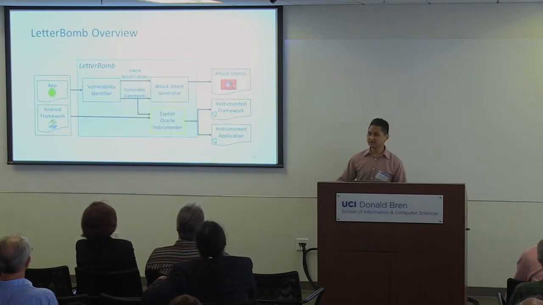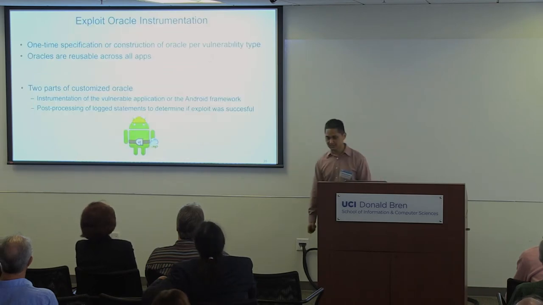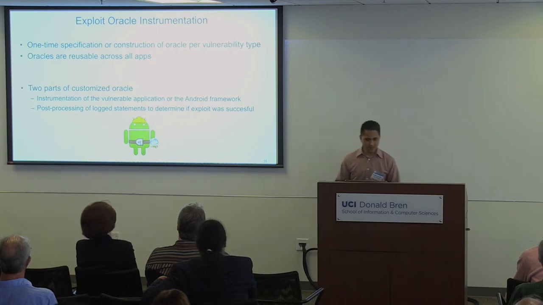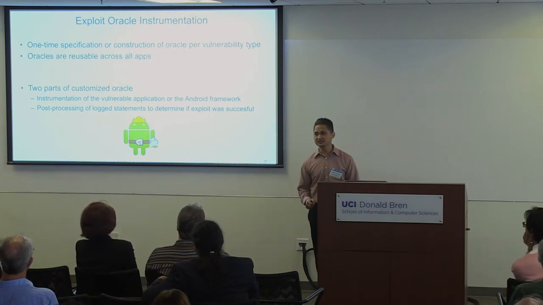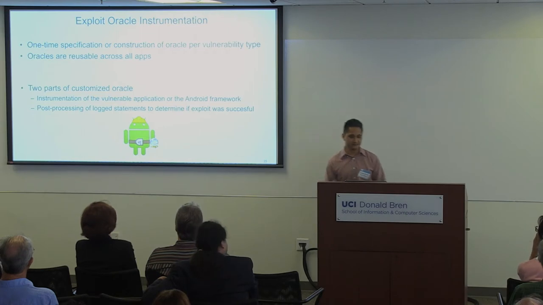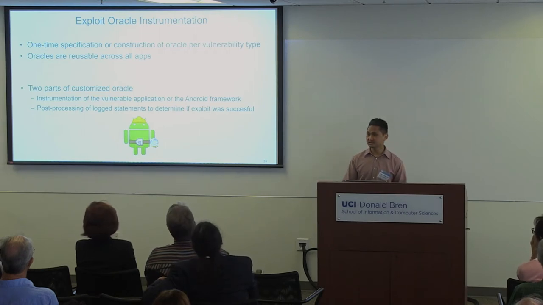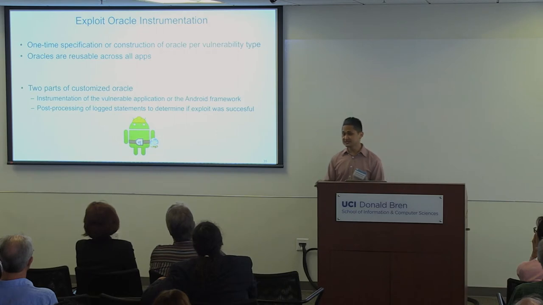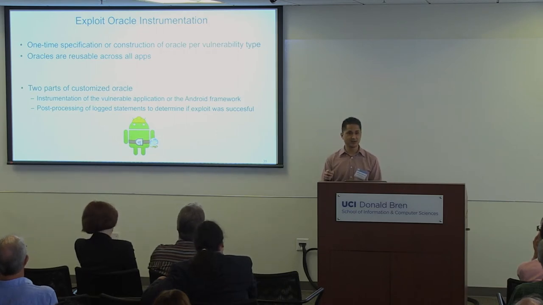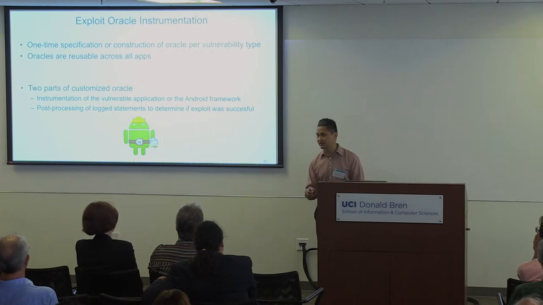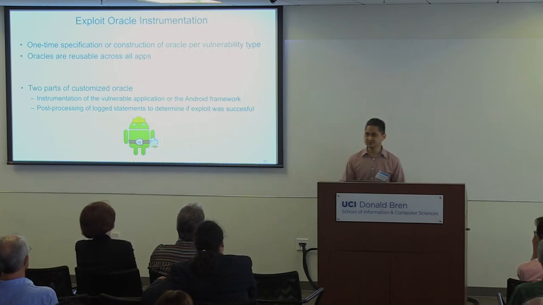Finally, we need to generate those oracles. We need to successfully determine exploitation. And what we do is for each vulnerability type, we provide a one-time specification or oracle construction that once produced is reusable across all apps per vulnerability type. There are two particular parts to that customized oracle: the instrumentation at the application or Android framework, and also a post-processing of the log so that we can assert whether or not the exploitation was successful.